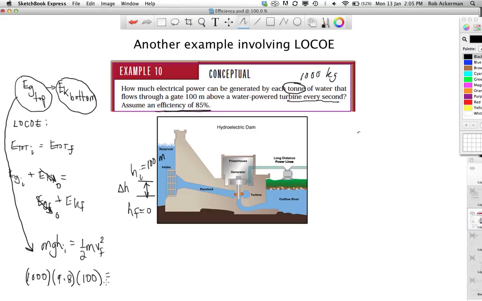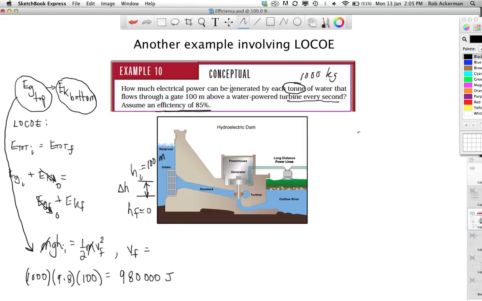1,000 times 9.8 times 100 equals 980,000. So that's how many joules of potential energy. Now, I know some of you are looking back here and saying, hey, why didn't you cancel the masses and just solve for the speed of the water when it comes out at the bottom? The answer is, I'm not interested in the speed of the water in this question.